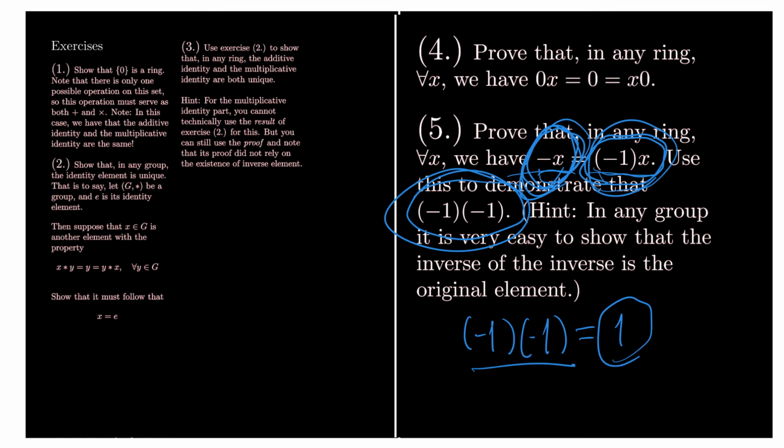So then from that point, once you've made that move, think about how in any group, the inverse of the inverse is the original element, which is an easy thing to prove. You will need to prove it, but it's very, very easy and direct. So there are your marching orders. And so you'll see my solutions in the next video.